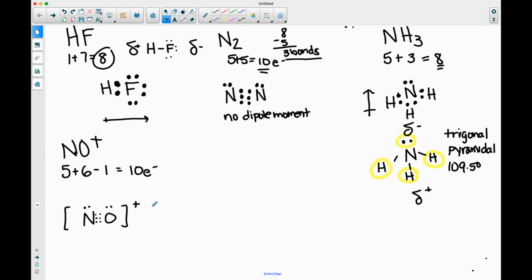And again, we would put it in brackets and put the charge on the outside. Since oxygen has a higher electronegativity, we would probably use the arrow for this one so as not to get confused with the delta plus and the delta minus and the positive charge on the molecule.